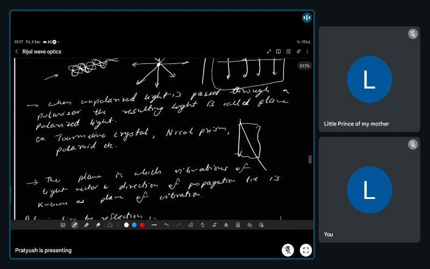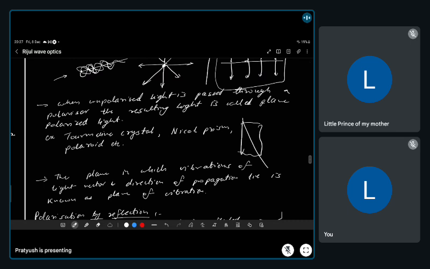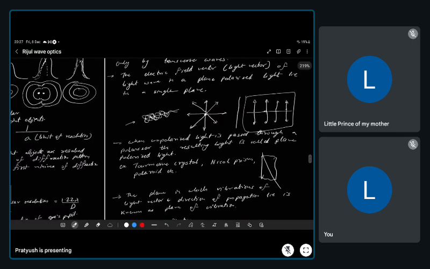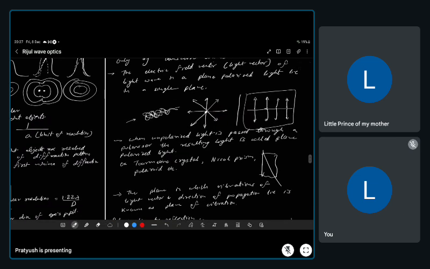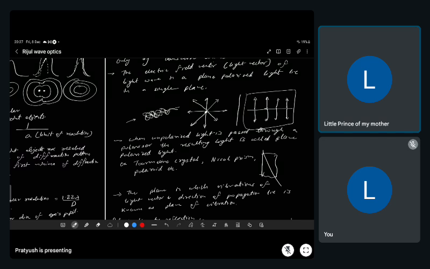When unpolarized light is passed through a polarizer, the resulting light is called plane polarized light. Tourmaline crystal, Nicol prism, and Polaroid are examples of polarizers. And the plane in which the vibrations of the light vector and the direction of propagation lie is called the plane of vibration. Take it down till this point. Taken it?